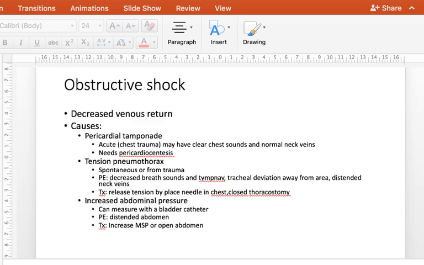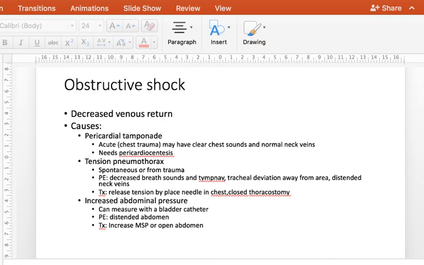In obstructive shock, we have decreased venous return. So causes could be pericardial tamponade. That's when there's a little bit of fluid in the pericardium and it's increasing the pressure going back to the heart. So you've reduced venous return.